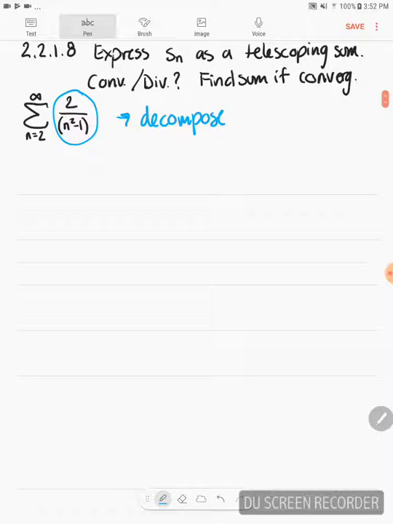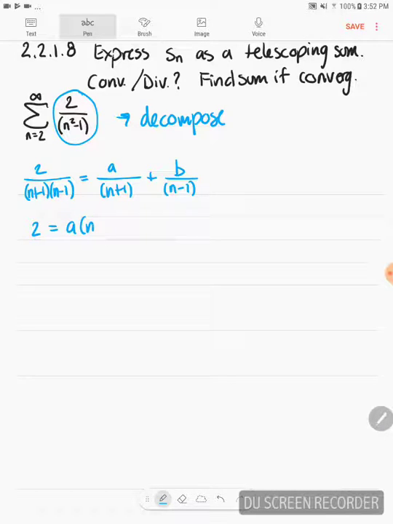So we're going to factor the bottom out. It's going to be 2 over n plus 1, n minus 1. And that's going to equal some number a over n plus 1 plus some number b over n minus 1. We're going to multiply everything by n squared minus 1, or n plus 1, n minus 1, and we'll be left with 2 equals a times n minus 1 plus b times n plus 1.